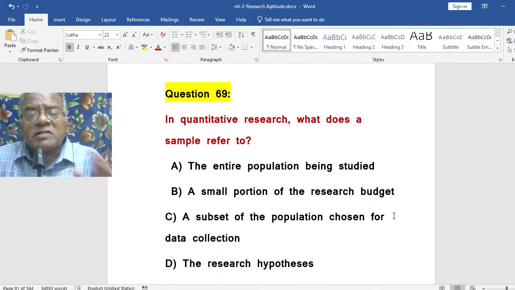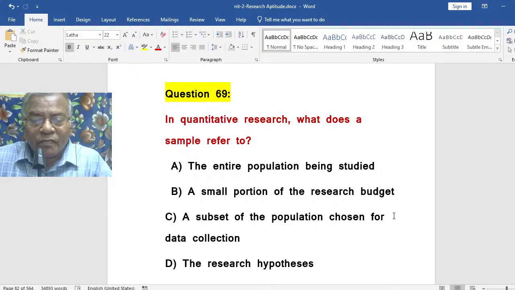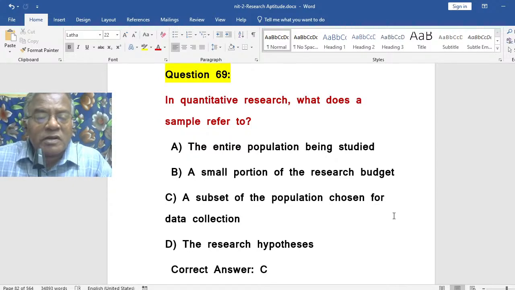In quantitative research, what does a sample refer to? Out of these four alternatives, which is the correct one? That is, a sample means a subset of the population chosen for data collection.